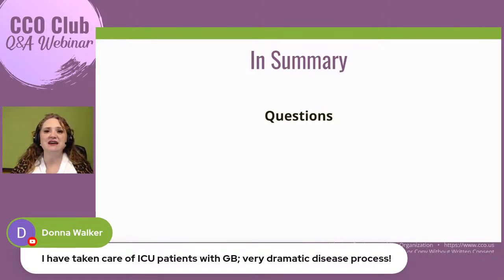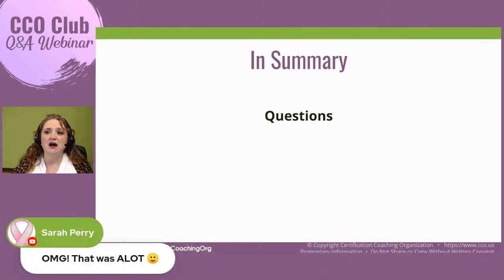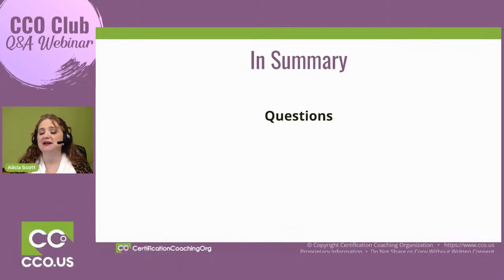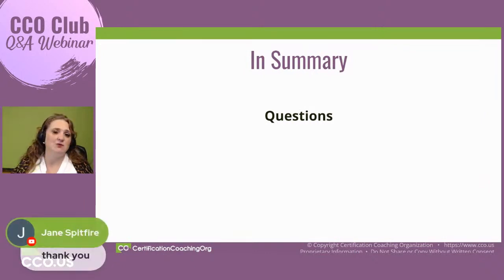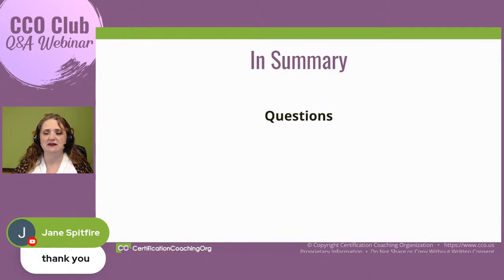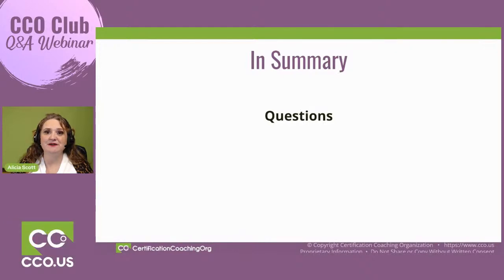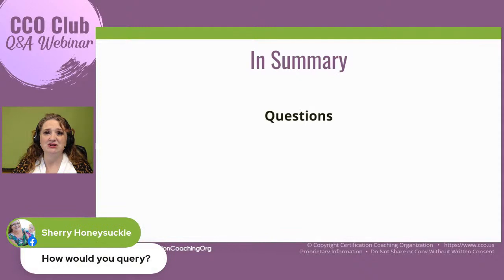Donna says, I've taken care of ICU patients with GB, very dramatic disease process. Absolutely, it is. Guillain-Barré is scary. It more or less keeps your brain intact, but your entire body goes paralyzed. Yeah. So you can hear, you can think, but you're not able to communicate in any way for several months until that virus wears itself out. Yeah. But it is temporary. But it can take 6 months, 3 months, 9 months, a year.